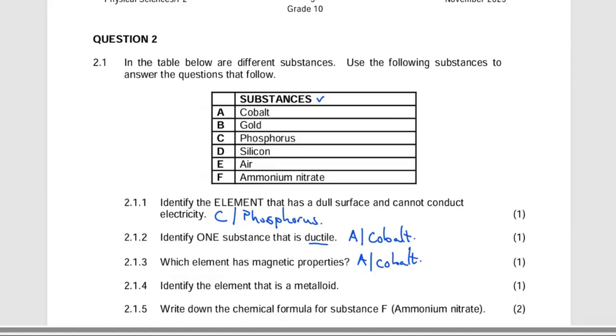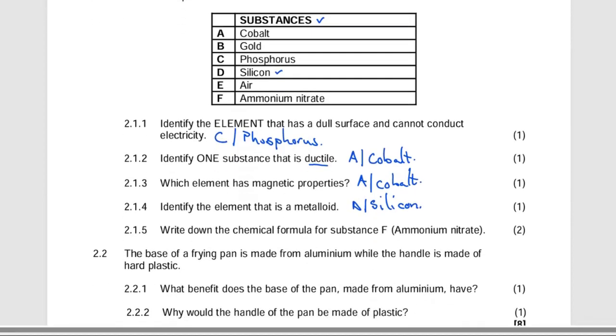Then moving on to 2.1.4, it says identify the element that is a metalloid, right? So this is more of a semi-metal. The only semi-metal that we have there is our silicon. So come to D, silicon, like that. So this is our answer for 2.1.4.